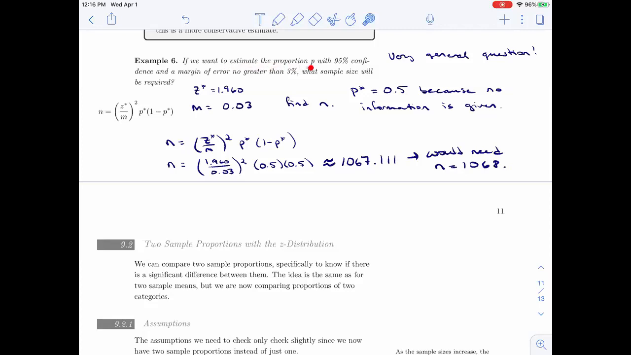This is regardless of whatever I'm talking about. If I just want to estimate some proportion with 95% confidence and I want to force my margin of error to be no greater than 3%, I would need a sample size of 1068. It doesn't matter what I'm talking about, as long as I'm measuring a categorical outcome, this is the sample size I would need to satisfy this criteria. And here, I'll just put it in. There's our answer.